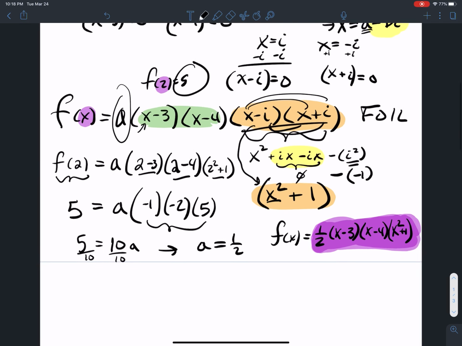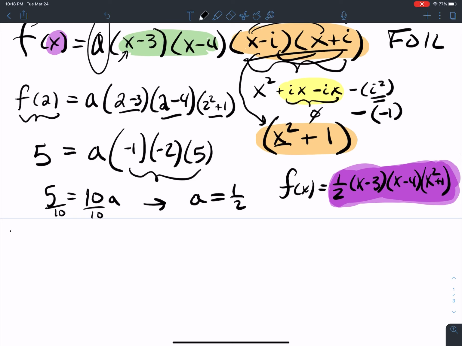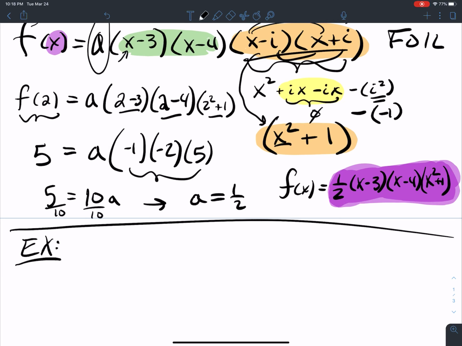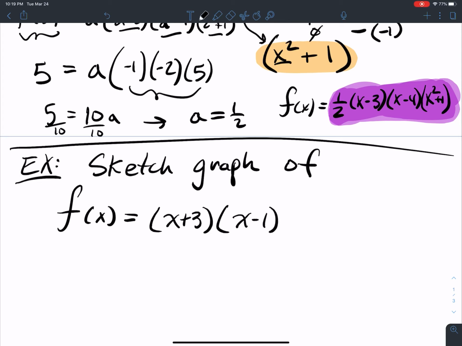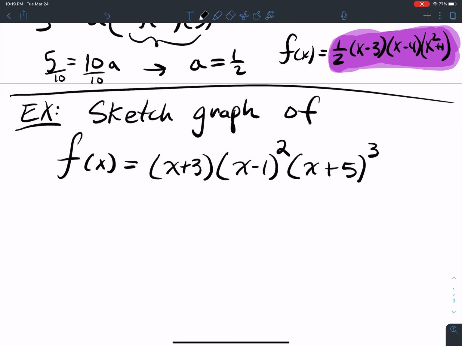Okay. So another type of question that you might run into in 5.3 is sketching the graph. And this is definitely something that pops up on some tests at some point. Sketch graph, at least this idea, of f of x equal to (x plus 3) times (x minus 1) squared, and then times (x plus 5) cubed. Okay? So how do we sketch the graph?